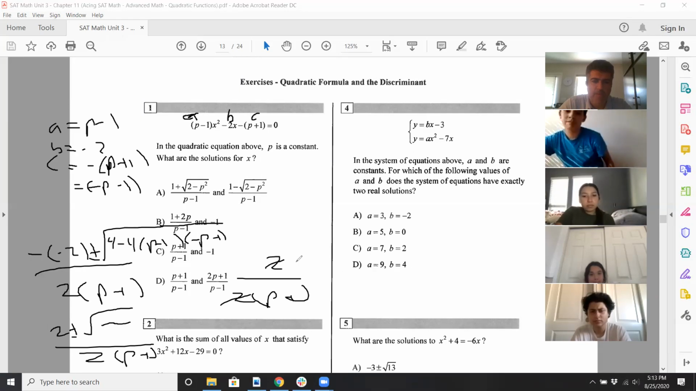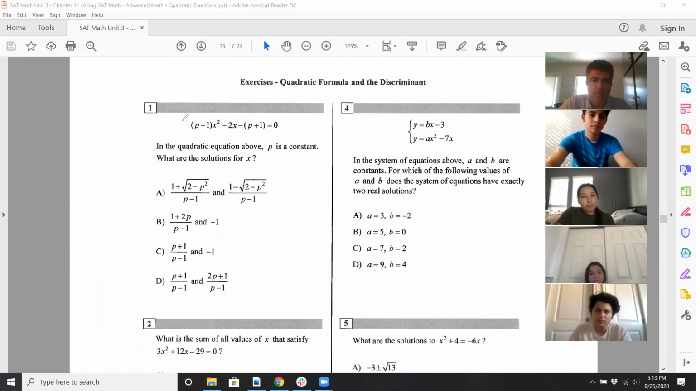You know what we probably should have done for this one, actually? The more I think about it, you could work all this out, but it's just going to get really messy. We probably should just let P equal 2 and work that out. I should have just done that. You get x squared minus 2x minus 3 equals 0.